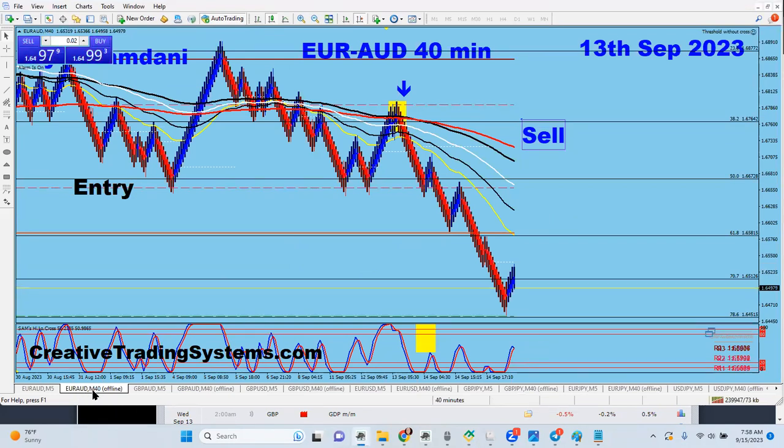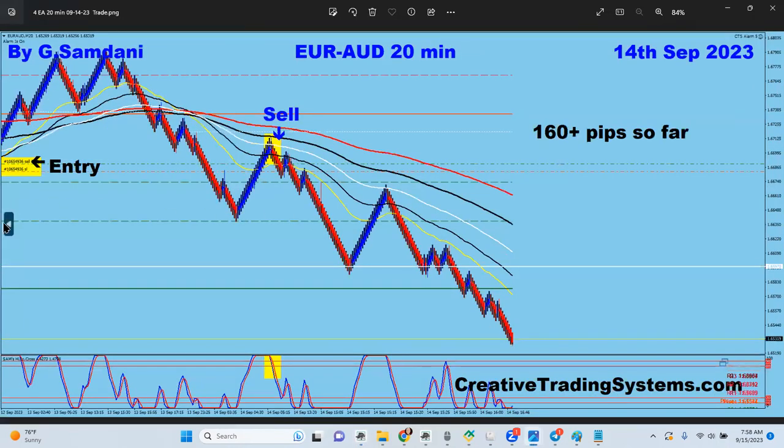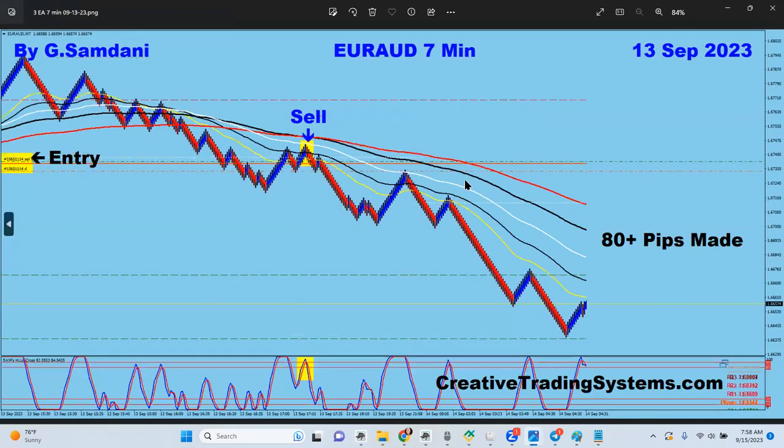See this Euro Aussie 40-minute chart? This was the setup, and while it was dropping, I had, see, this was on the 13th. Let me show you that I used this same strategy. First, on the 13th, I got a 7-minute entry from the 40 to the 7. It was dropping from here, and then gave me a 7-minute entry all the way down to an 80 pip cash out. Then it retraced on a 40-minute chart.